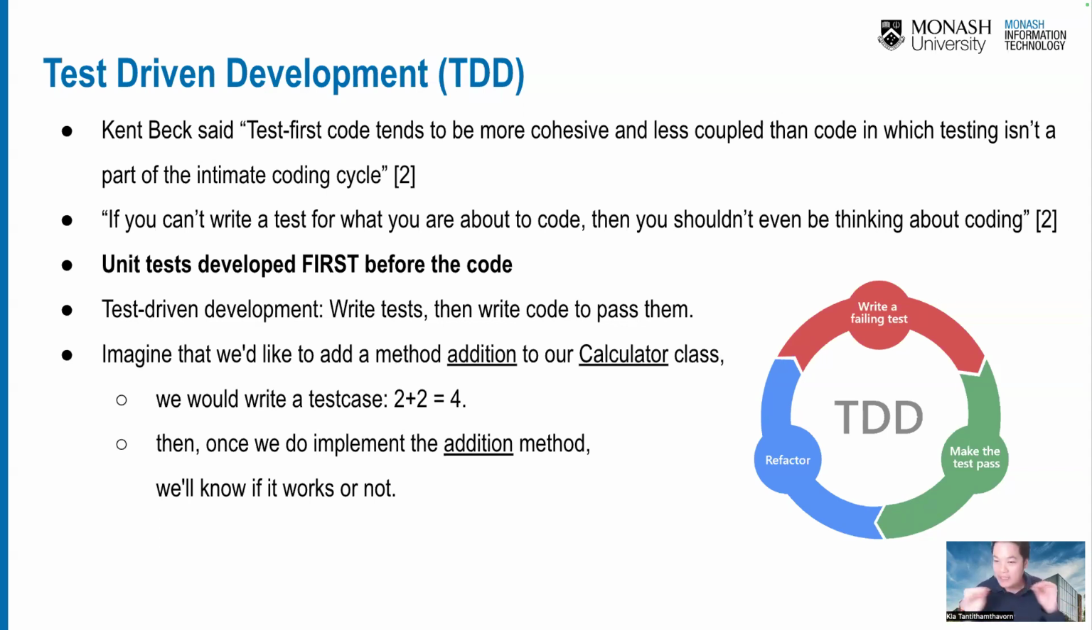Okay, in summary, this is the loop, the cycle, the workflow here. Write a failing test, make the test pass, and then you refactor the code. This is only 3 steps, nothing more than that, all right?